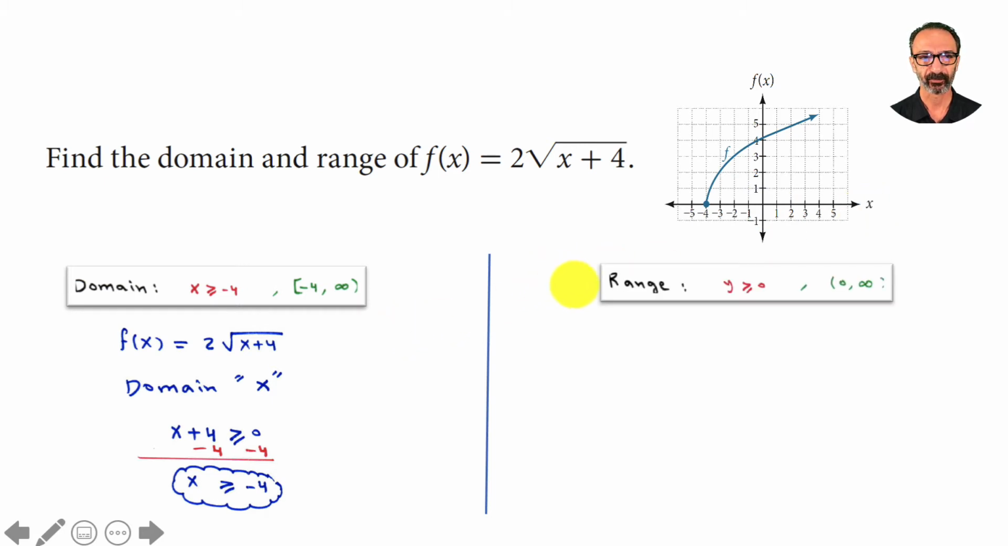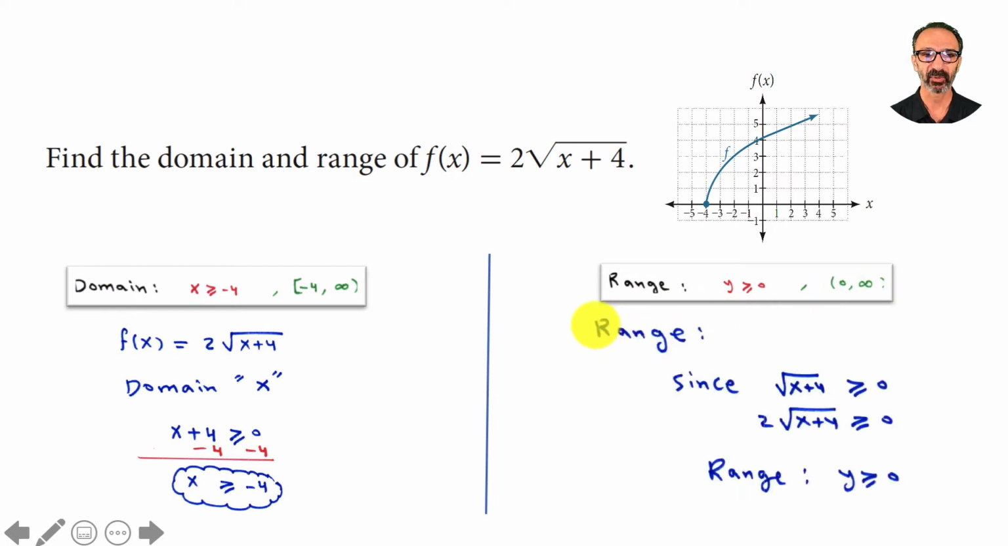Here's the range. The range is y greater than or equal to 0. So it's from 0 also all the way up. As you can see, it keeps going from 0 to infinity. Algebraically, this is my square root, and I'm multiplying by 2, so it's going to go faster by 2. Square root of x plus 4 is always greater than or equal to 0. Could be 0 if x is negative 4, of course. And that's why it's right here. Multiply by 2, it's gonna still be greater than or equal to 0. So the range is y greater than or equal to 0, or from 0 to infinity.